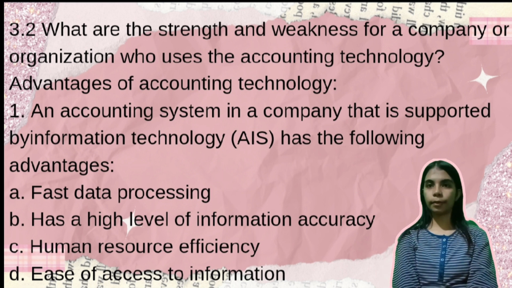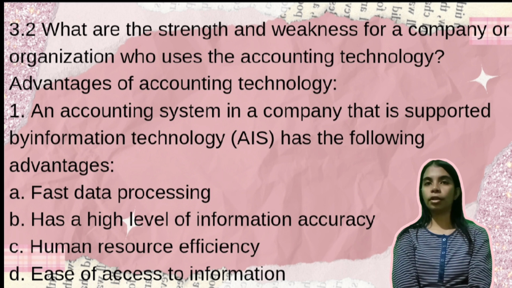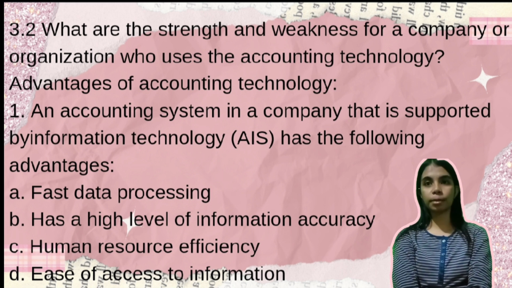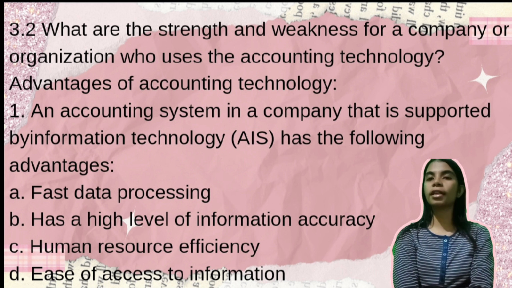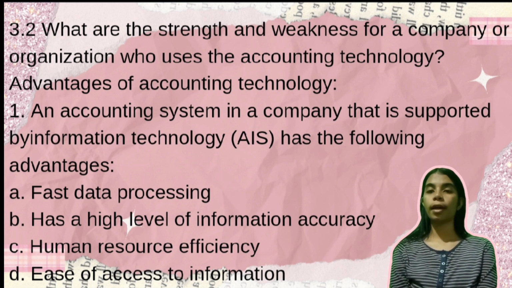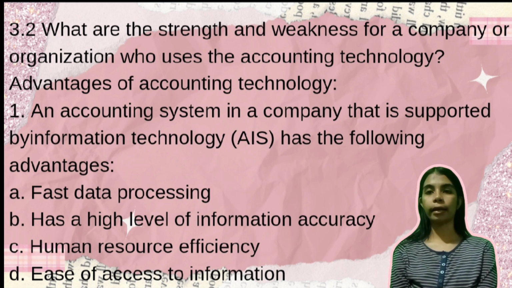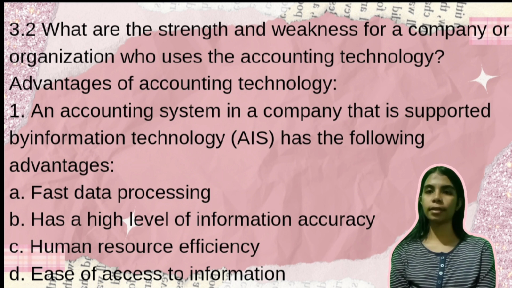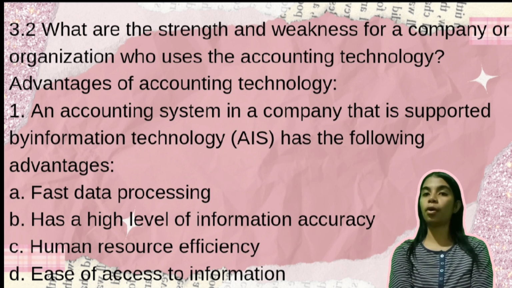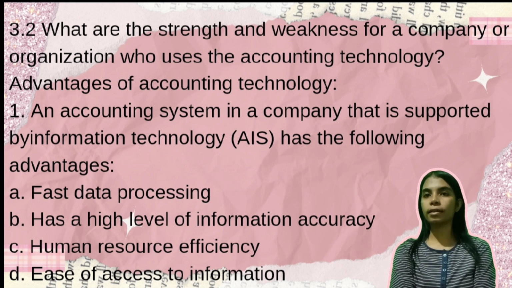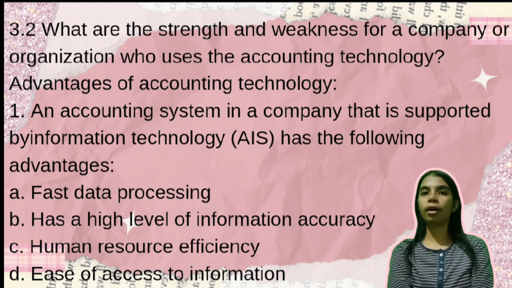Fast data processing. Accounting technology can process data at high speed so that it can provide analysis results or information in a short time. Number 2 is a high level of information accuracy. Accurate information is information that is full of certainty, that is in accordance with the purpose of data processing, that is not biased or does not contain errors.